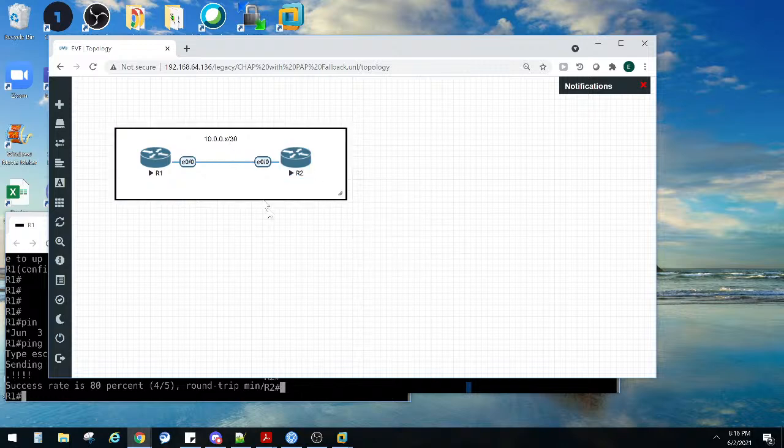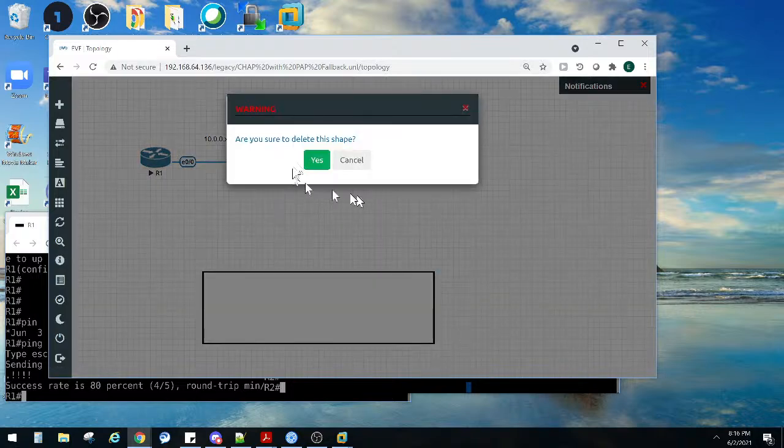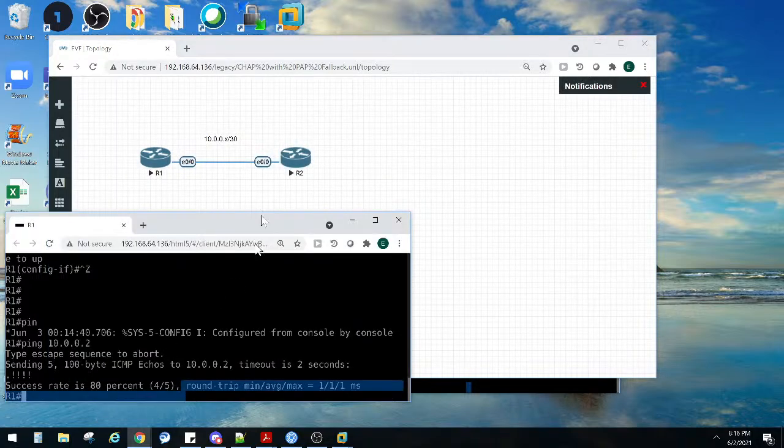I don't like this little shape thing, man. Delete this. Get out of my face with that, man. Delete this shape. Yes. Okay, good. So what do we want to do? Configure CHAP with PAP fallback. Okay, so they didn't say what kind of password or anything. Ensure that the encapsulation is set to PPP on both routers.